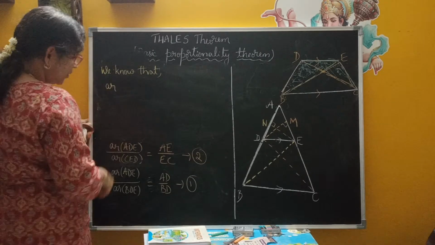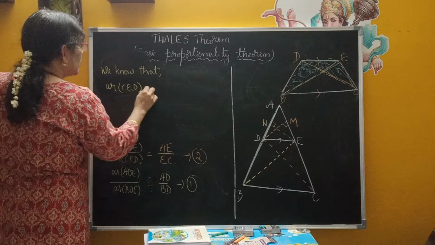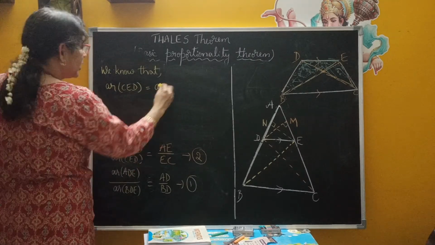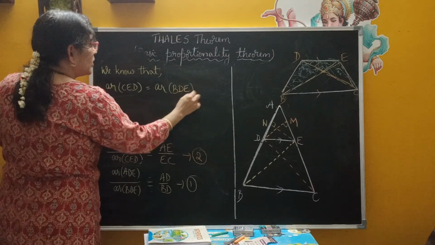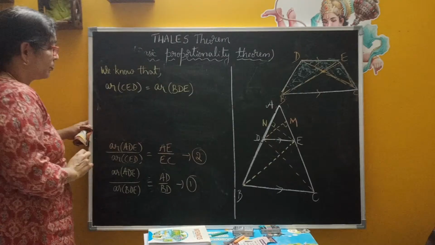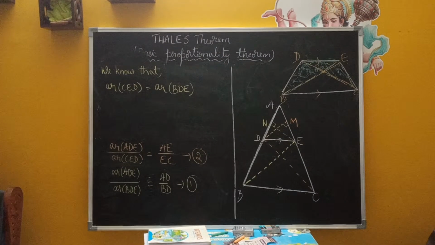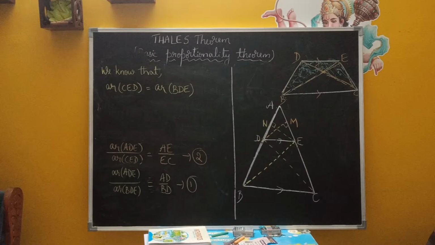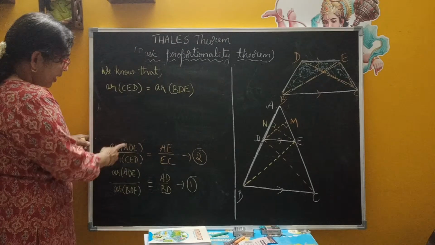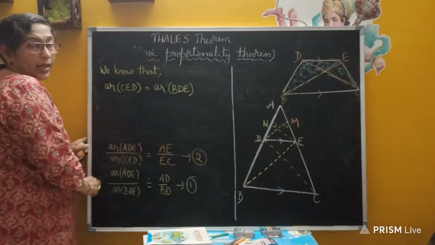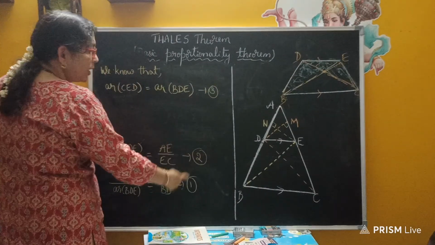We know that the area of triangle CED is equal to the area of triangle BDE. Both are equal. Area of CED is equal to area of BDE. Anyway, these two are common triangles, ADE. So let us take this as equation 3. By equations 1, 2 and 3.